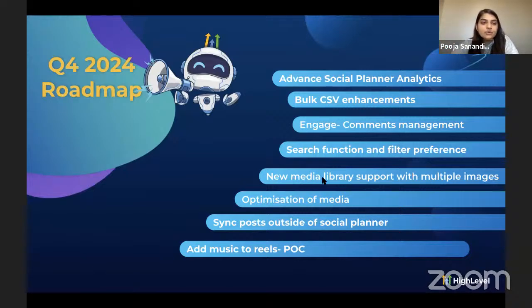Then we are going to add new media library support where multiple images can be selected all together instead of going one by one. That's something we are going to fix with the new media library upgrade. Then we are going to bring in optimization of media. Basically, for any video or image that you upload, I see a lot of people facing this issue where it shows an error. For example, if 10 MB is allowed and the image is around 11 MB, it tells you that this is not optimized media, right?